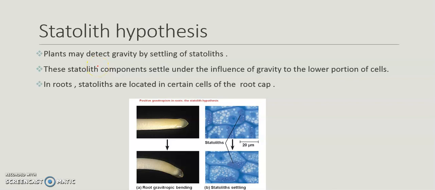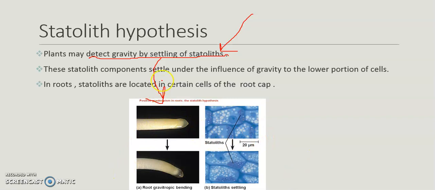Statolith hypothesis. In the statolith hypothesis, plants detect gravity by the settling of statoliths. I told you statolith is an organelle that synthesizes and stores starch and detects gravity. So they detect gravity by settling statoliths. You have to understand this carefully.